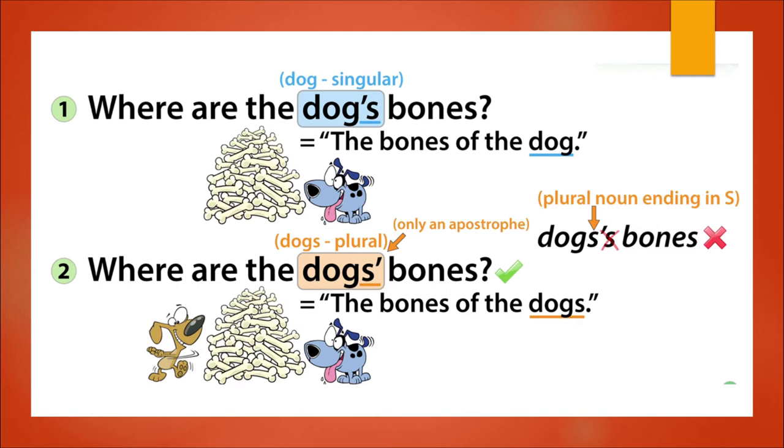Now, in the second one, there are two dogs. Just look at the difference. Where are the dogs' bones? They have the same pronunciation, dog's and dogs'. What is the difference between the two? One is singular, which is written as dog plus apostrophe S. While in the second sentence, there are two dogs, the plural form dogs and then the apostrophe. But it's the same thing, the bones of the dogs, the two dogs. We're talking about the two dogs in the second one, which is plural.